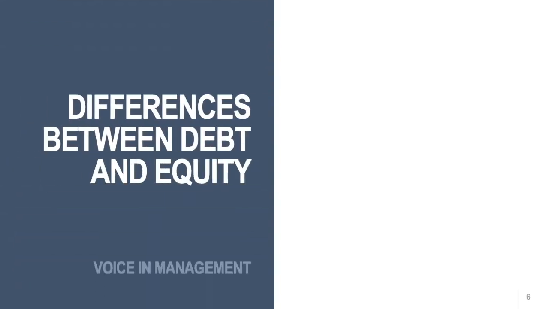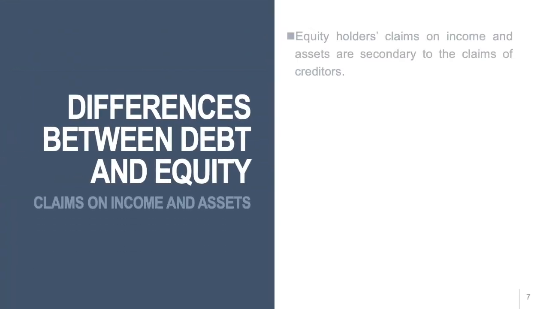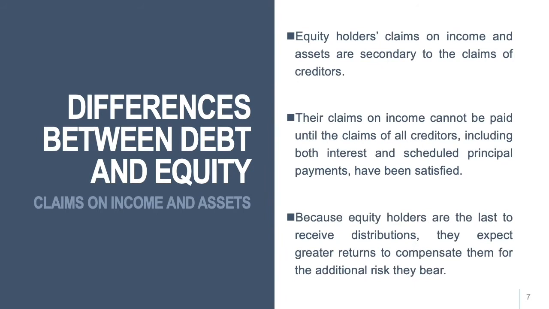Unlike credit, in terms of claim on income and asset, the difference is equity holders' claims on income and assets are secondary to the claims of creditors. Their claims on income cannot be paid until the claims of all creditors, including both interest and scheduled principal payments, have been satisfied. Because equity holders are the last to receive distributions, they expect greater returns to compensate them for the additional risk they bear.